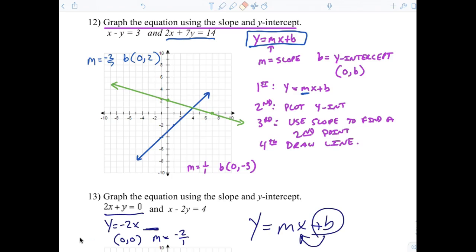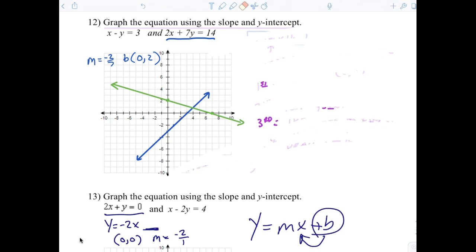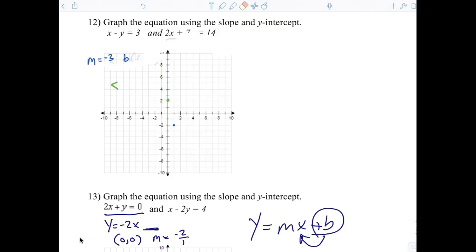Let me just erase this real quick, and then we'll go step by step. Listen, you really don't need that. I promise you, we're going to do probably hundreds of graphs. It's very simple. Plot the y-intercept and use the slope.